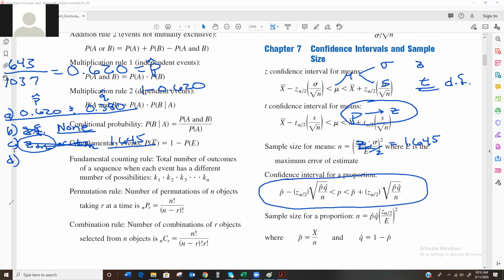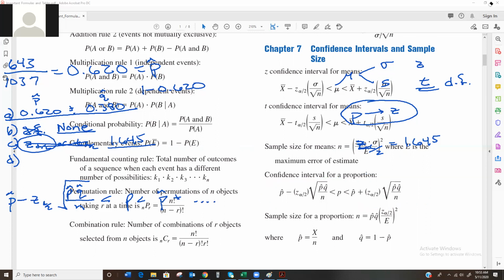So it's p hat minus z sub alpha over 2 times the square root of p hat q hat over n. Whoops, that's supposed to be a square root over that whole thing, not just a parentheses here. And that's going to be less than your p, which is going to be less than the same thing on the other side, so plus the same thing over here.